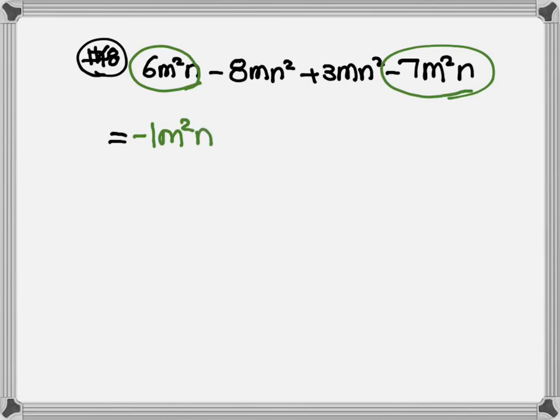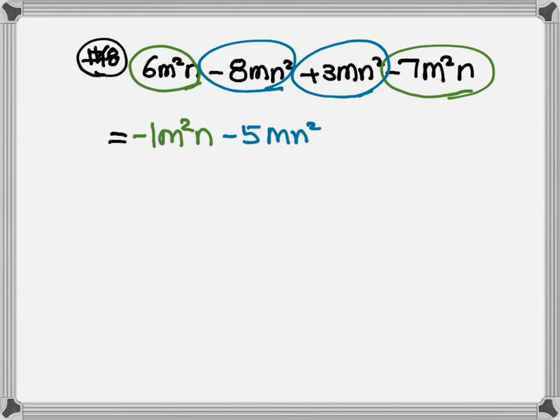And after that, here we have negative 8m n squared. So we have plus 3m n squared. So it'll be negative 8 plus 3, which will be a negative 5. Keep the m n squared. Then that's the answer.